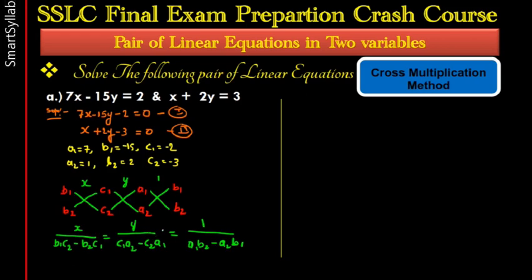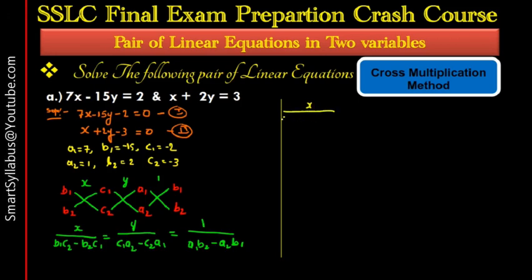Okay, once we know the formula, substitute the values of a1, b1, c1, a2, b2, c2, then you can get very easily the values of x and y. Okay, let's check that part now. So we have b1 is minus 15, so take it in the bracket. Now c2 is minus 3, and there is a minus. Next again b2 is 2, and c1 is minus 2.